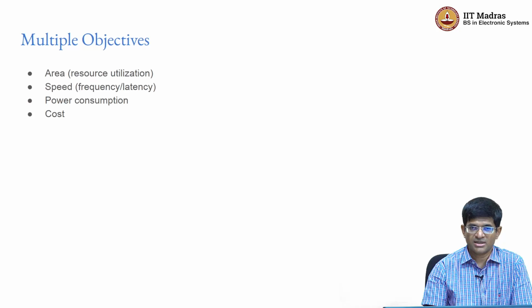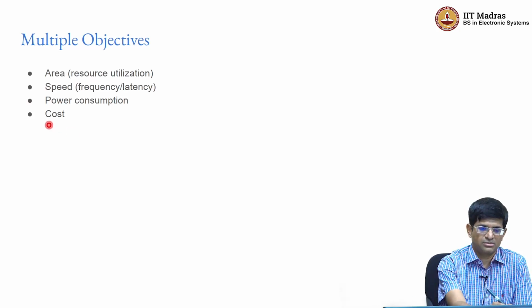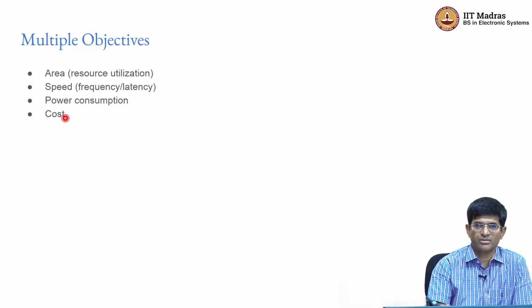It could be the power consumption of my entire system. Let us say that I have got a good area, it is not occupying too much space, and it is also operating as fast as I need it to. Now my goal might be, can I reduce the power being consumed by the system? And finally I end up of course having the actual cost of the system itself, right.